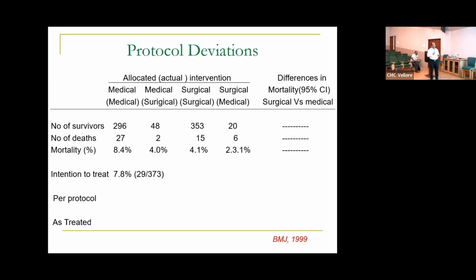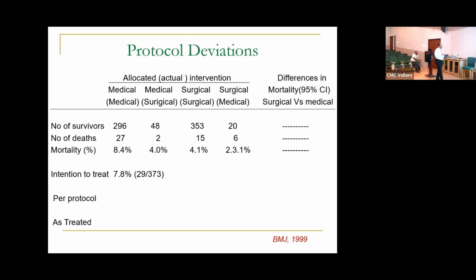Randomized. How do I get 393? That is 296 plus 48. So that includes 27 plus 2 also. The 27 plus 2 are the survivors. The total is that. It is the number of survivors only. It's not the denominator basically.